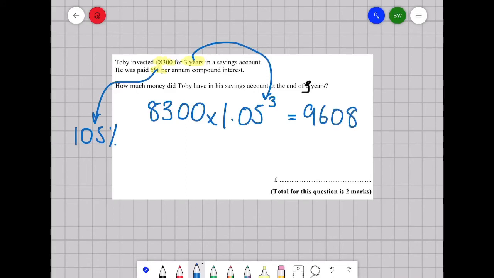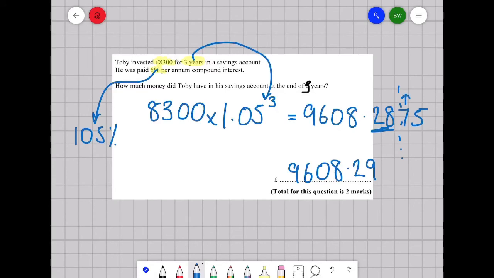So 8,300 times 1.05 to the power of 3 gets me 9,608.2875. Now because it's money, I'm going to round that to 2 decimal places, so £9,608.29. If you put 28 pence, you'd still get the mark in this case, but we'd round it up because it's a 7.